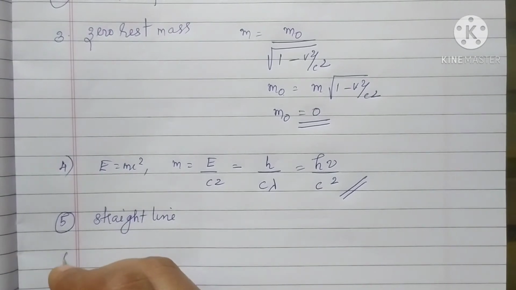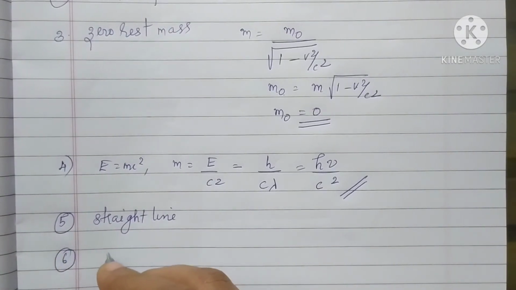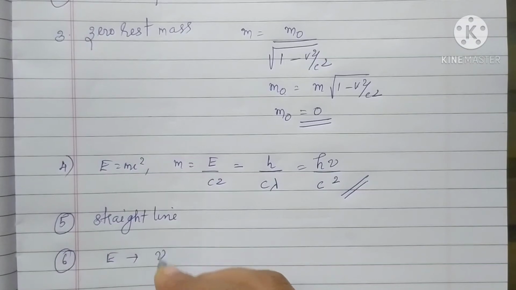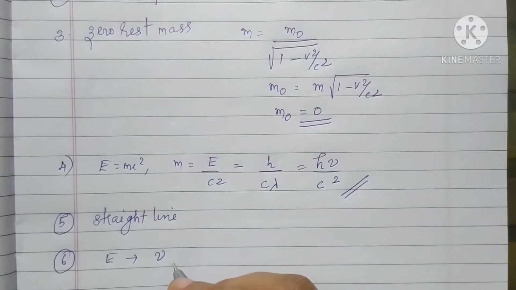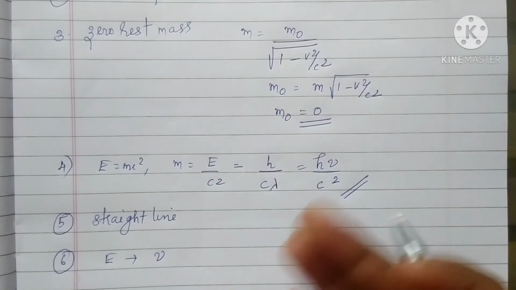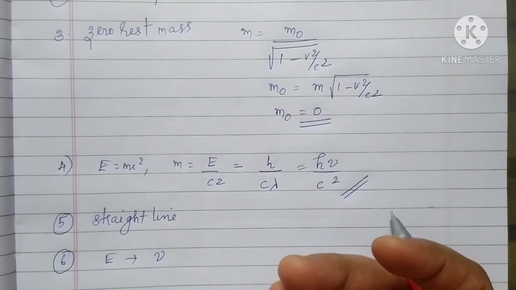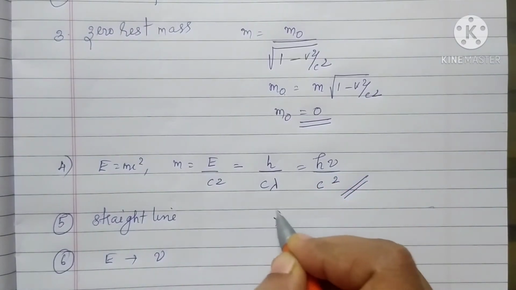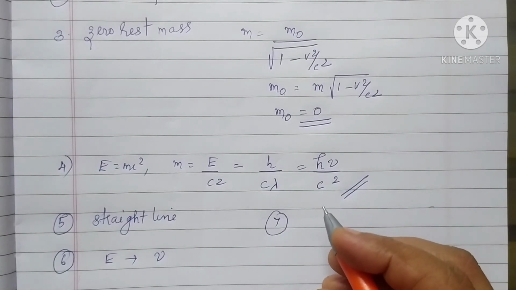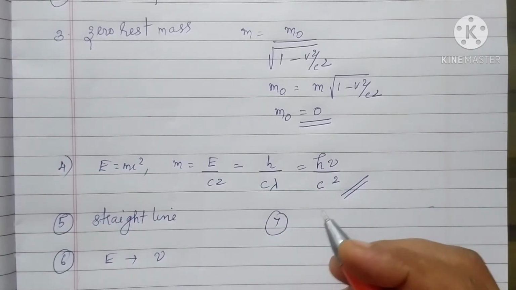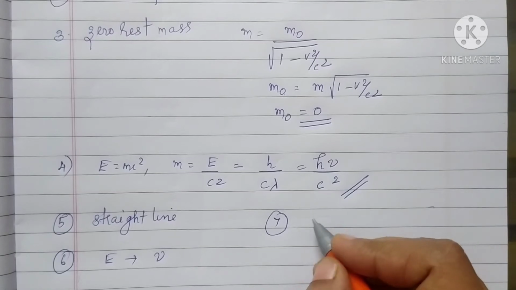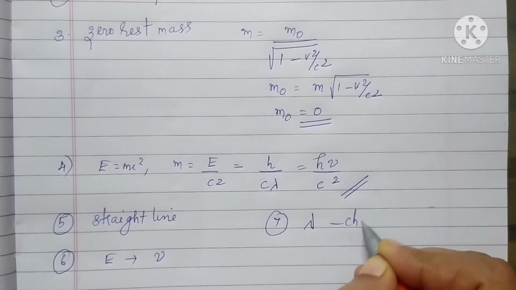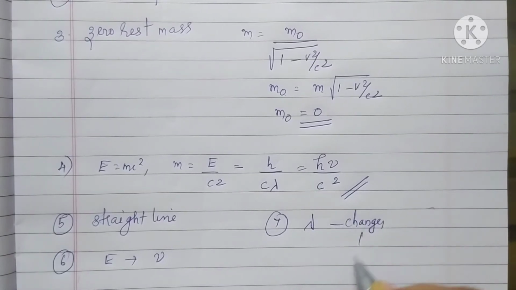Energy of a photon, of course, depends upon the frequency. Energy depends upon frequency of the photon, and the energy of a photon does not change when a photon travels from one medium to another. Clear? Next, the wavelength of a photon changes with respect to the media. In different media, the wavelength changes.